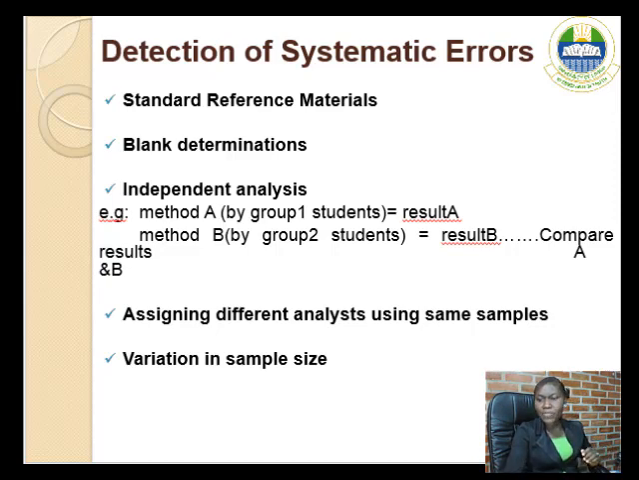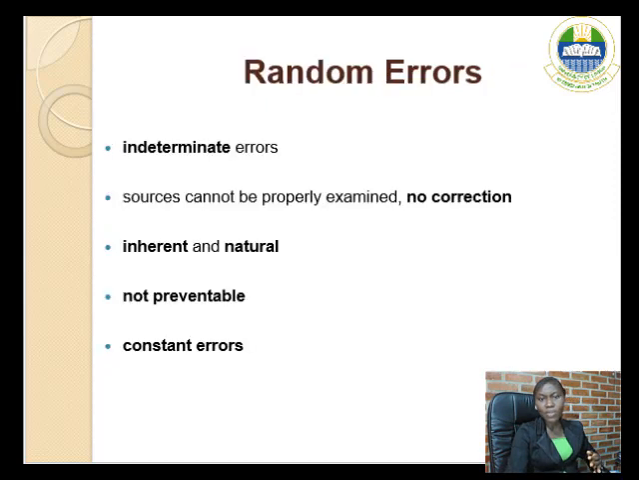Now the fifth way here is I'm talking about the variation in sample size, and this can be used to determine the constant errors, such that as the size of the measured sample increases, the effect of the constant error decreases. Now let's take a look at the random errors.